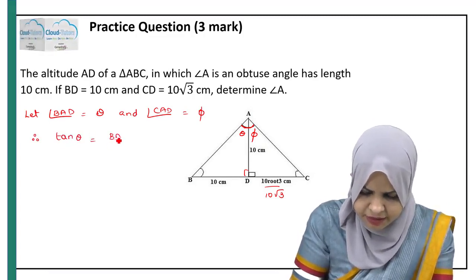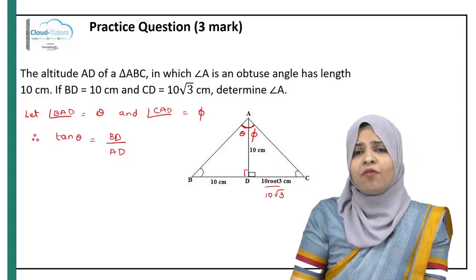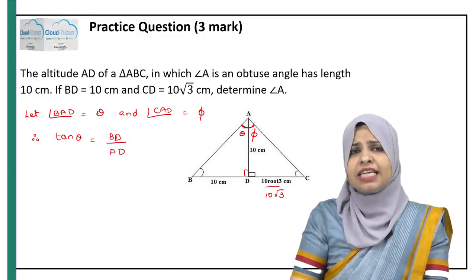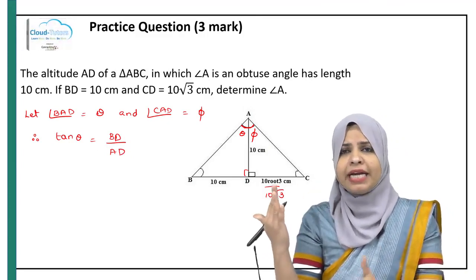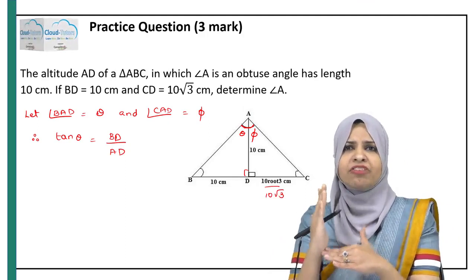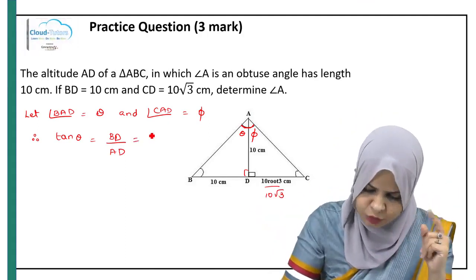Therefore, what is tan theta equal to? BD by AD. Why have I taken BD by AD? Why have I taken tan function? It's easy. I can find the values, because I know the values of AD and BD. And these two sides give me the ratio of tan. Therefore, I've taken that.